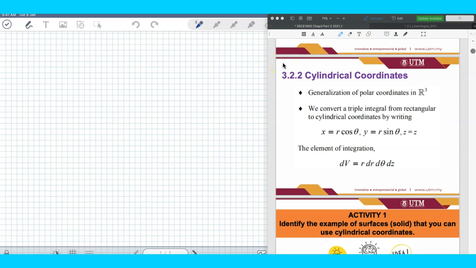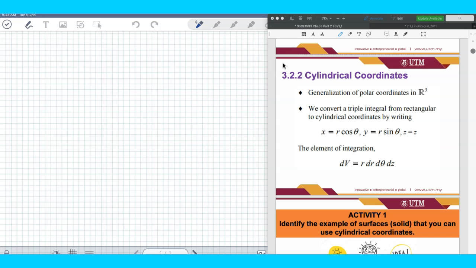So we have looked, in the previous video, at an example of how we can find the volume using cylindrical coordinates. But now we want to look further. What is actually a cylindrical coordinate?